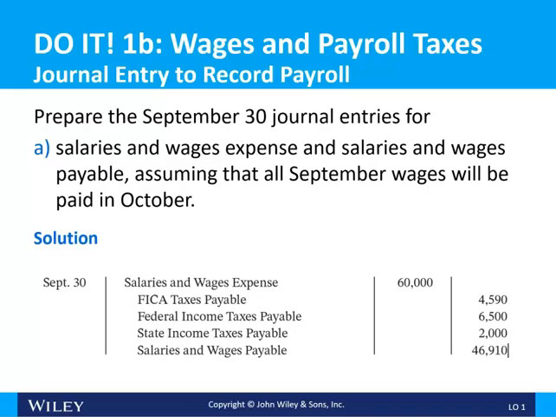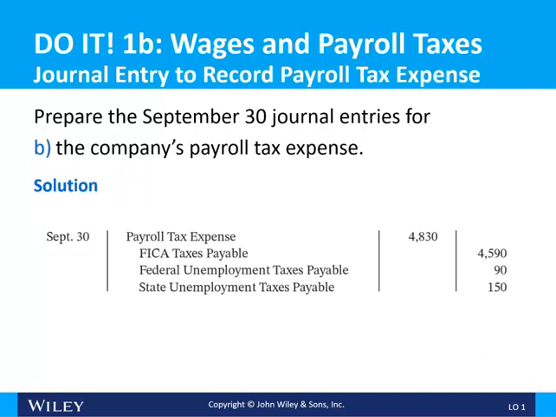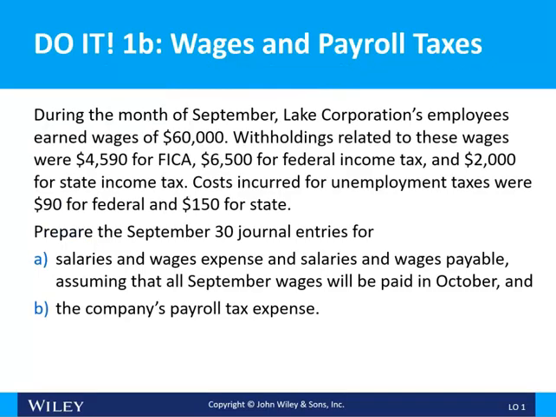Next, what is the entry that the company records to record their payroll tax expense? We debit payroll tax expense. We're going to credit 3 liability accounts: FICA taxes payable, federal unemployment taxes payable, and state unemployment taxes payable. Again, the FICA taxes payable is the same as what we had in the salaries and wages expense entry. And then they gave us here the unemployment taxes for federal and state. So notice they only gave us once what the FICA amount was, but we used that same data in two different entries.